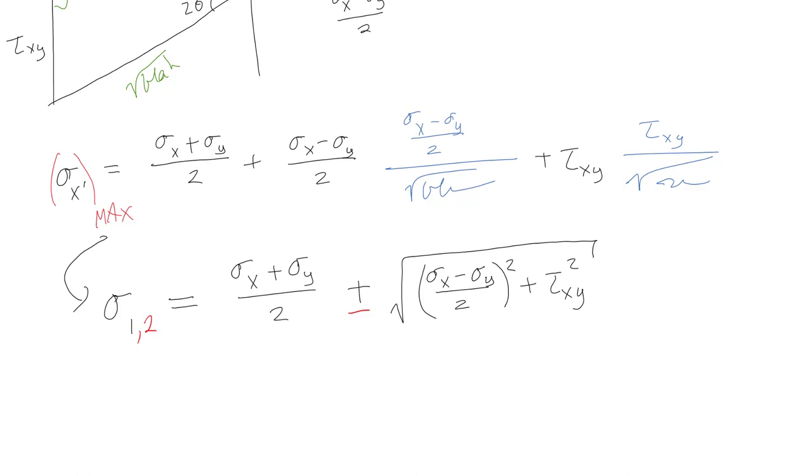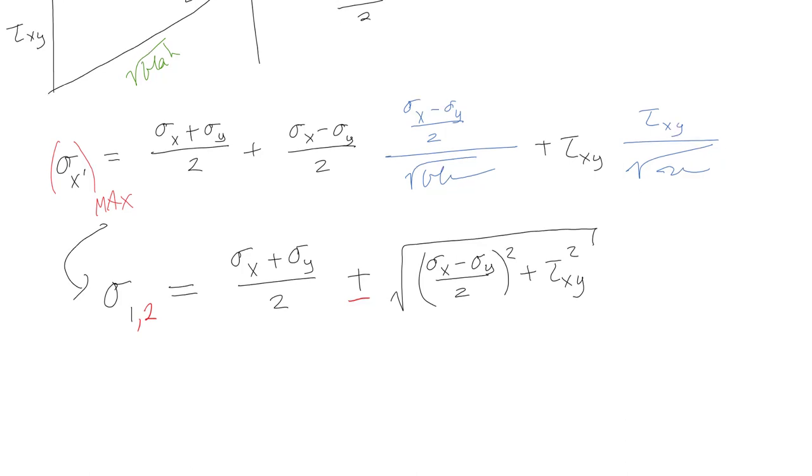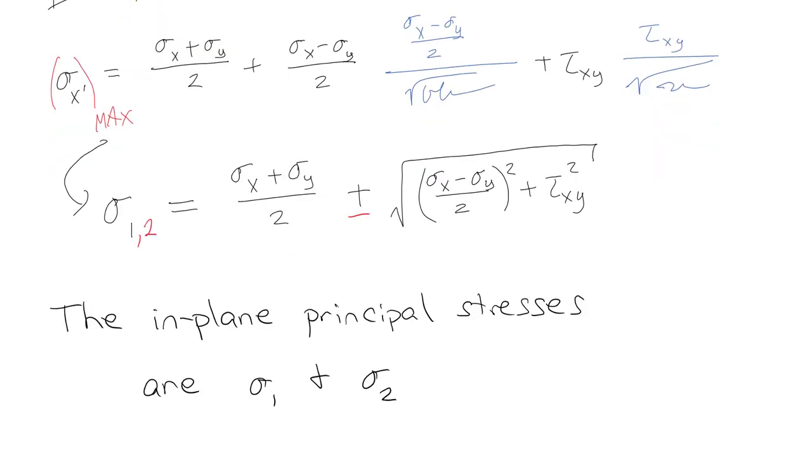And look, it all comes out. Okay. So these are what we would call the in-plane principal stresses. So sigma 1 and sigma 2, given by that equation there, end up being the in-plane principal stresses. And we always say that sigma 1 is whichever one is bigger. So whichever one is bigger, we just call that sigma 1.